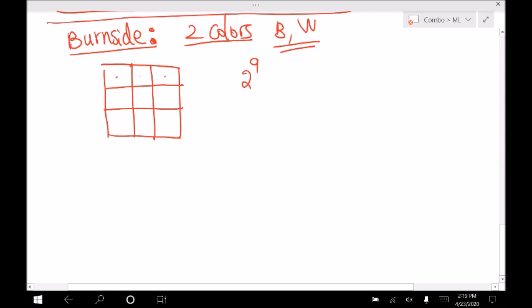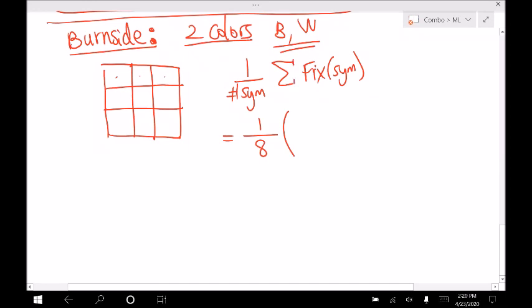There are 8 symmetries acting on this shape. So the formula says the following: 1 divided by the number of symmetries, which is 8, and then the summation of the fix of the symmetry. Let me first write the formula. This is a weird formula. So 1 over 8, and we open a parenthesis because summation means we need to add up a lot of stuff inside the parenthesis.